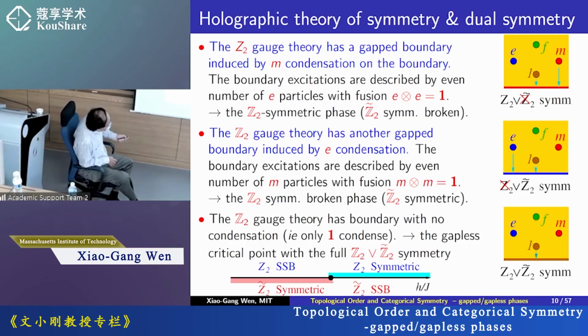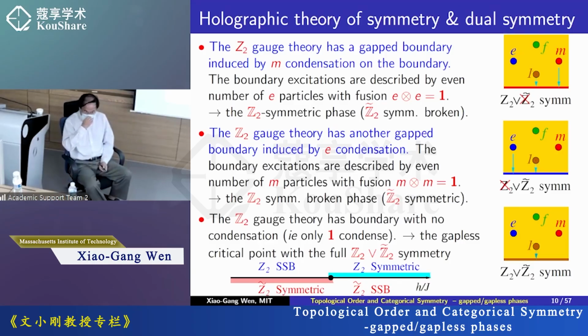So now you can see what happened at the critical point. The critical point touches this Z2 symmetric phase, so the critical point should have Z2 symmetry, because it's a limit of the Z2 symmetric phase. This critical point also touches the dual Z2 symmetric phase, so we think it can also have this symmetry. So the critical point has both. Actually, that's another way to say that at the critical point, M and E do not condense. So only one condenses. That is another condensation pattern.